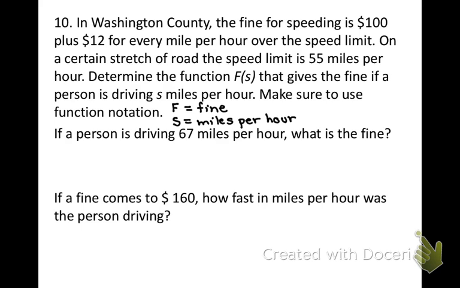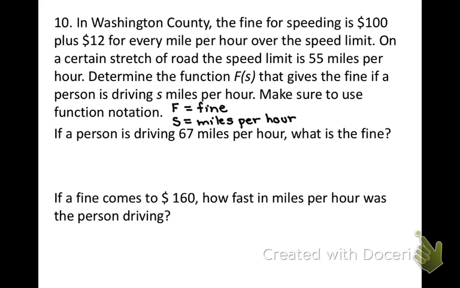So when we look at this, that 100 is like the point 0, and that's going to serve as our y-intercept. So 100 is going to be our B value, okay? And it's $12 for every mile per hour over the speed limit. So we've got to set up an expression here.